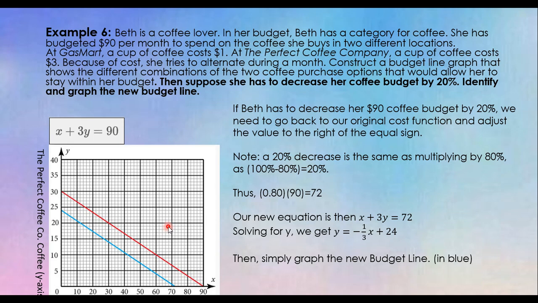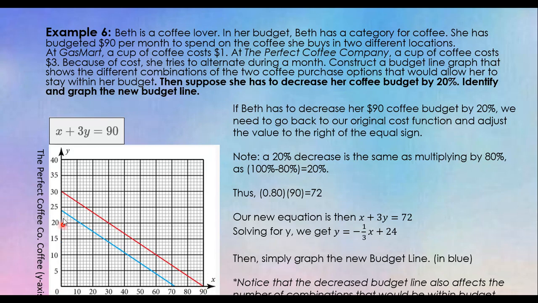Now, notice, obviously we're decreasing our budget, but something I want you guys to see is this also affects the number of combinations. So I can have 30 cups of Gas Mart coffee, but if I'm right on my line, I can only have 14 cups from Perfect Coffee Co. So it just performs a restriction. You have less range on the X and Y area. So I can only go from 0 to 72 on the X, whereas originally I could go all the way up to 90 cups, and 0 to 24, whereas originally I could have 0 to 30 cups.